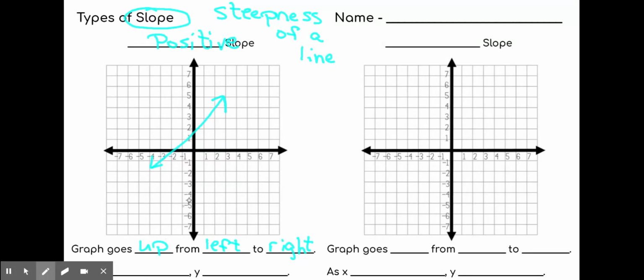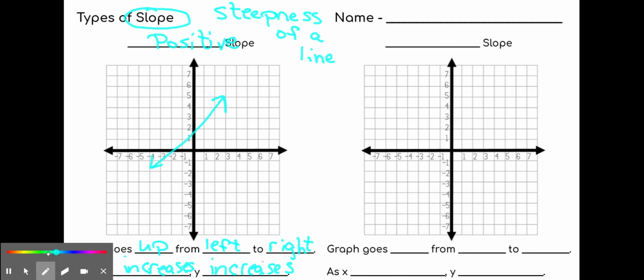Okay, so what's happening is as we go left to right, the x values are getting bigger, right? -2, -1, 0, 1, 2, 3. The x values are increasing. So as x increases, if you look at the y values, the line is rising. So those y values are getting higher, right? The y value of this point is about 2. The y value of this point is about 4. So as x gets bigger, y is also getting bigger. It's getting higher. So as x increases, y increases. So that is how you recognize positive slope.